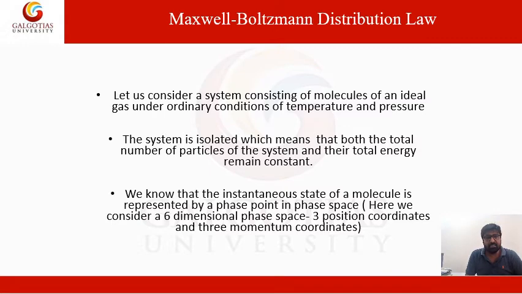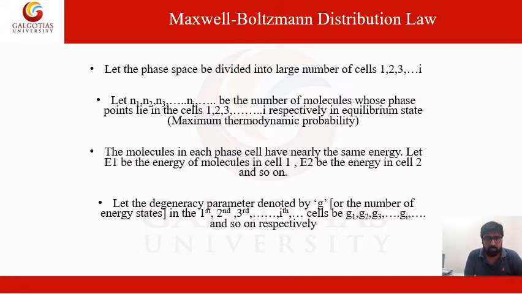Here we consider a 6-dimensional phase space, that is 3 position coordinates and 3 momentum coordinates. And in this phase space, all these position and momentum coordinates are kept on equal footing. In particular, the phase space will be divided into a large number of cells, let us say up to the ith cell. And N1, N2, N3 till Ni are the number of molecules whose points lie in cell 1, 2, 3, i respectively in the equilibrium state.